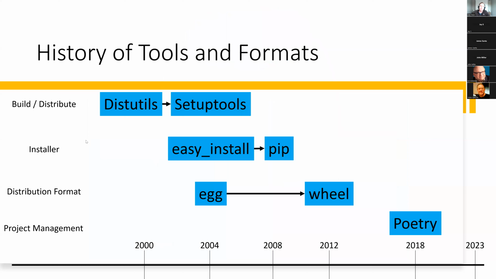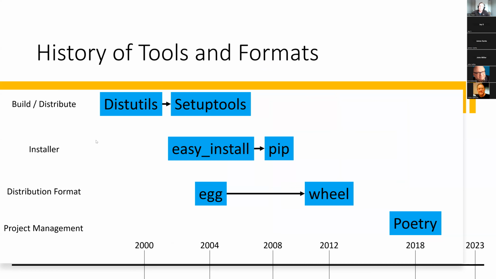This is a brief history. In the year 2000, there was Python 1.6. There was a tool called distutils that was added to the Python standard library. The purpose of this was just what we talked about, to be able to distribute your Python source code and then build it on your own computer based on what someone else shared with you.